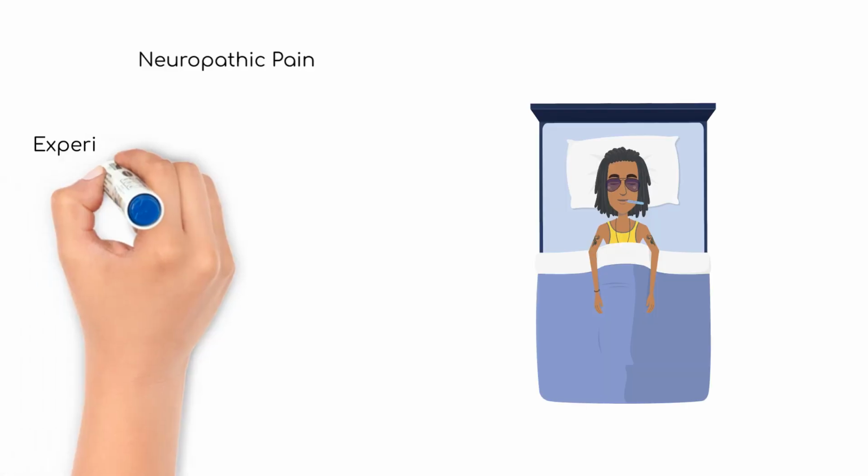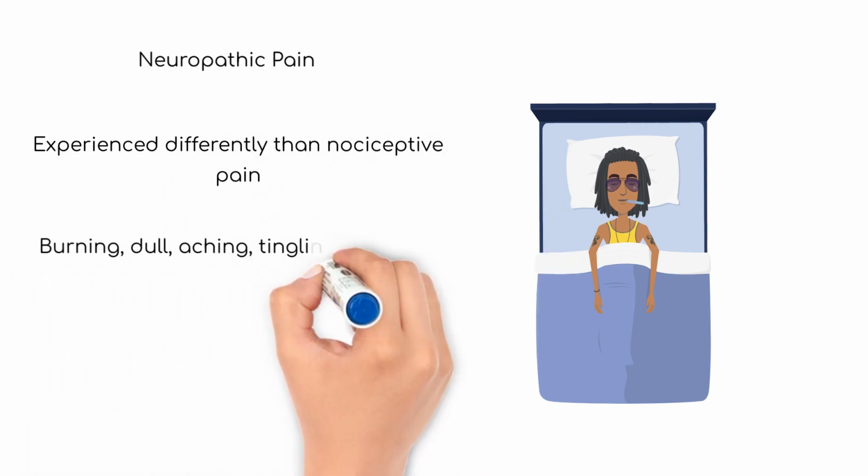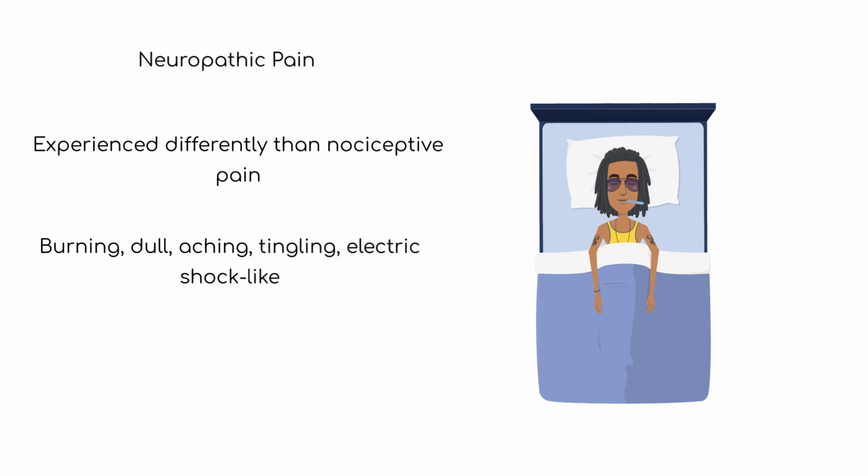Neuropathic pain is experienced differently than nociceptive pain. Some examples include burning, dull, aching, tingling, or electric shock-like.